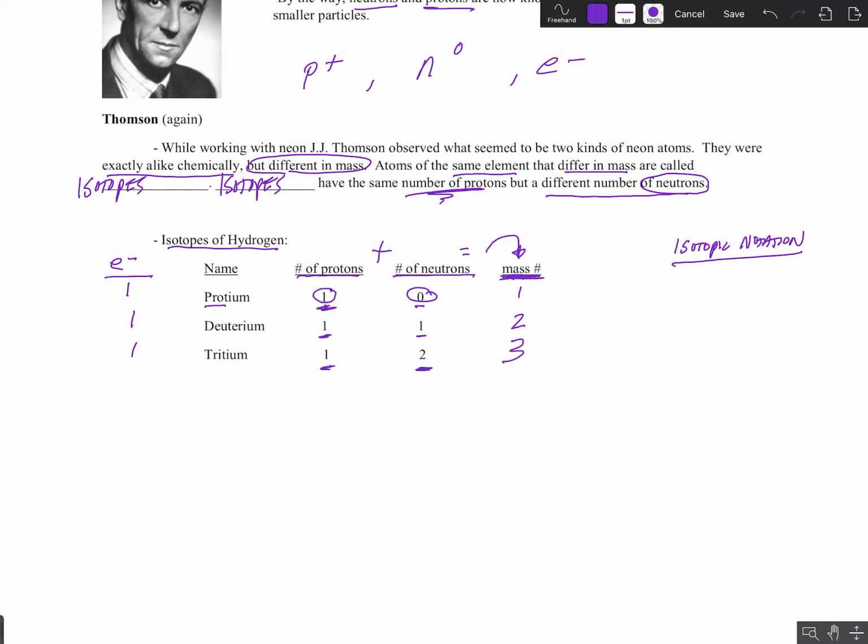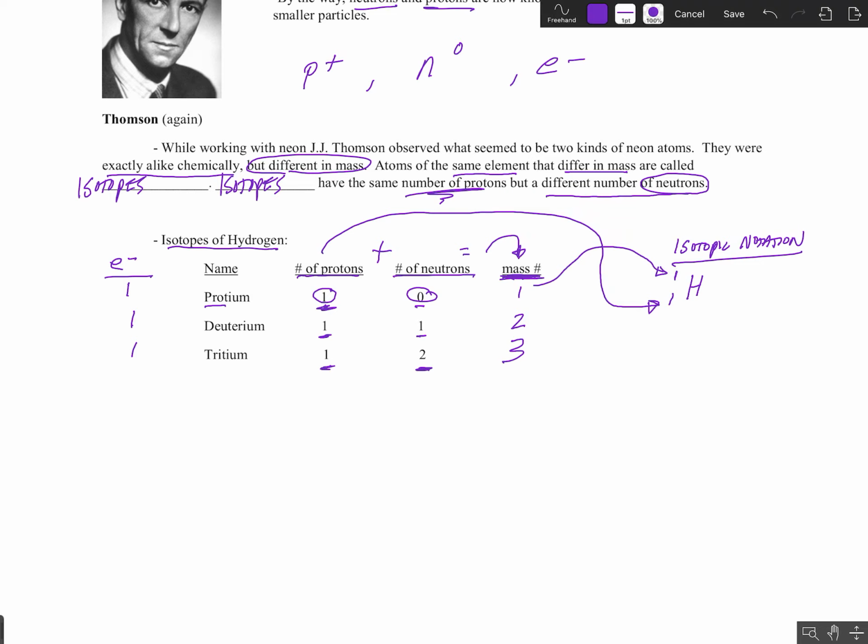Now, this last column here is called isotopic notation. What it consists of is the symbol for the element, and in the bottom left-hand corner, we put the number of protons. So the number of protons goes right in the bottom left-hand corner. And in the upper left-hand corner, we put the mass number. And this is called isotopic notation. It shows us that the element is hydrogen, it has 1 proton, and its mass is 1.